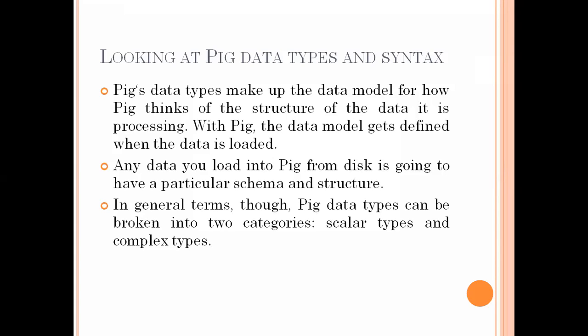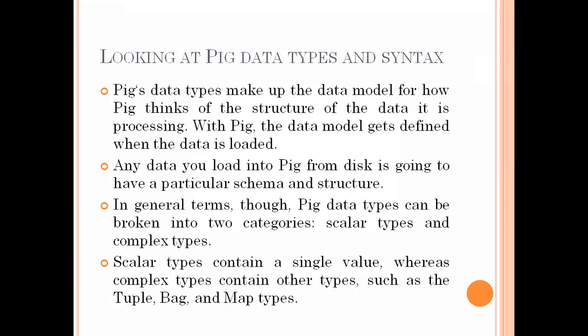In general terms, Pig data types can be broken into two categories: scalar types and complex types. One is the scalar type, another one is complex. A scalar type contains a single value, whereas complex types contain other types such as tuples, bags, maps, etc. So a single value, a single field, is known as a scalar type, and the complex type contains other types such as tuples, bags, and maps. We already discussed these tuples, bags, and maps.